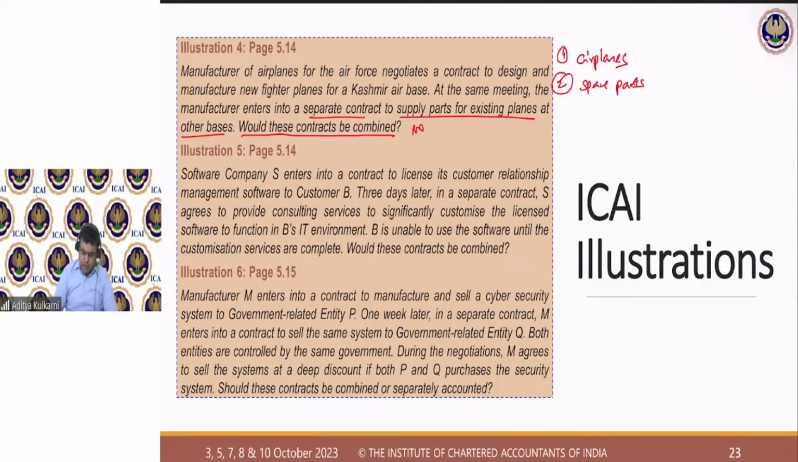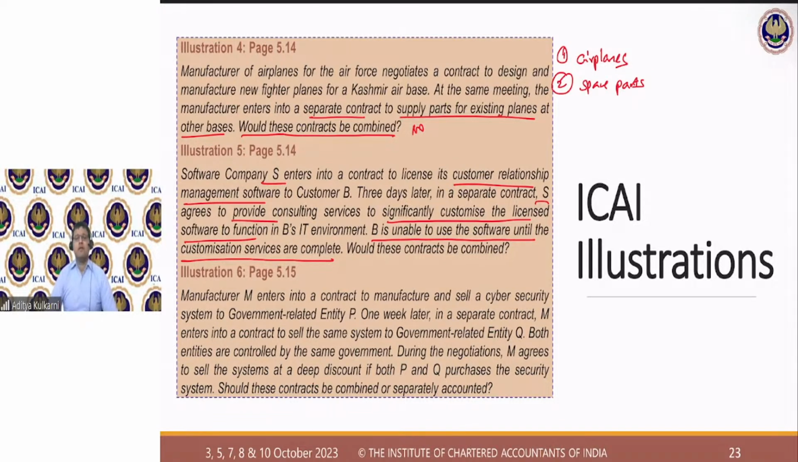Okay. Coming to illustration 5, software company S enters into a contract to license the customer relationship management software to customer B. So it is licensing a CRM software. 3 days later, in a separate contract, S agrees to provide consulting services to significantly customize the licensed software to function in B's IT environment. B is unable to use the software until the customization services are complete. So therefore, the question is, would the contracts be combined?